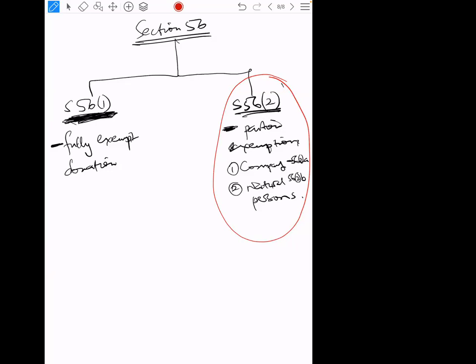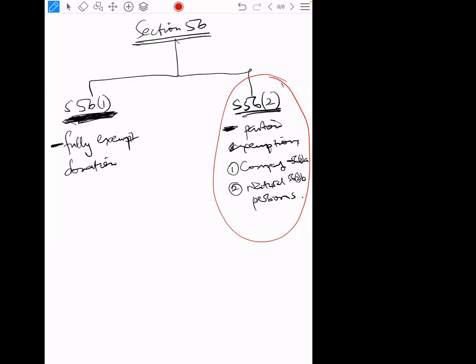Let's run with the list. Number 1, the heading says exemption in section 56(1). Donation tax shall not be payable in respect of the value of any property which is disposed of under a donation. Shall not be payable, they should be highlighted. It should be clear that the list that we are going to be going through now will not trigger donations tax.